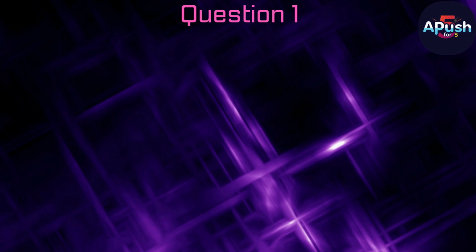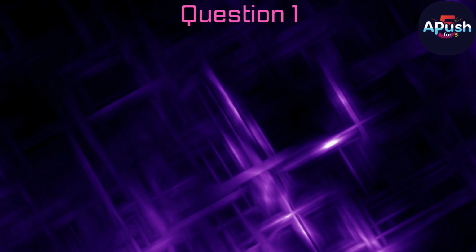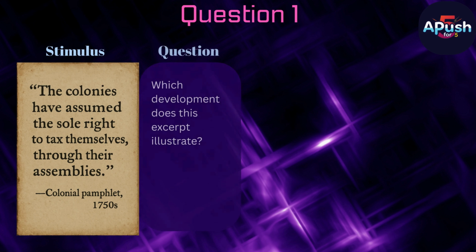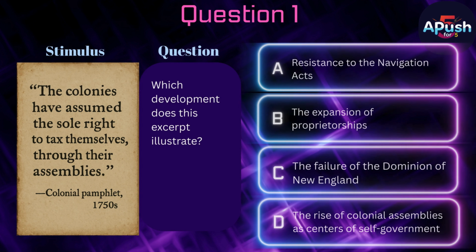That's why we're here. Question 1. Stimulus. See the image. Question. Which development does this excerpt illustrate? A. Resistance to the Navigation Acts. B. The expansion of proprietorships. C. The failure of the Dominion of New England. D. The rise of colonial assemblies as centers of self-government.